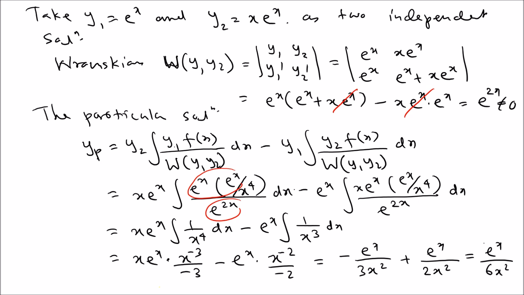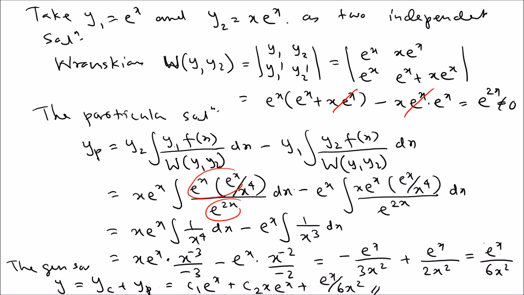Okay, that's the y_p. Now what do you do? You write the general solution. The general solution y equals the sum of the two, y_c plus y_p. y_c is c1 e^x plus c2 x e^x, plus e^x over 6x squared. So that is the general solution using the formula. It's not long, but you need to simplify the integral. This is the end of review 2.